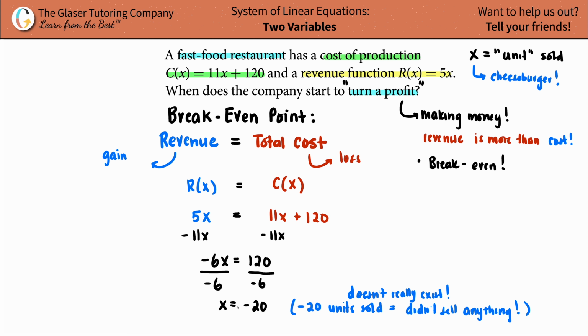If you plug in anything higher than negative 20, you're never going to get your revenue higher than your costs. You're always going to be indebted. You're always going to be losing money because you're spending out money. So in this case, whoever's running this fast food restaurant, yikes, they should just pack up. So when does this company start to turn a profit? They will never turn a profit. The math tells us no. So bye-bye fast food chain. If it was a chain. Maybe it was a mom and pop store.